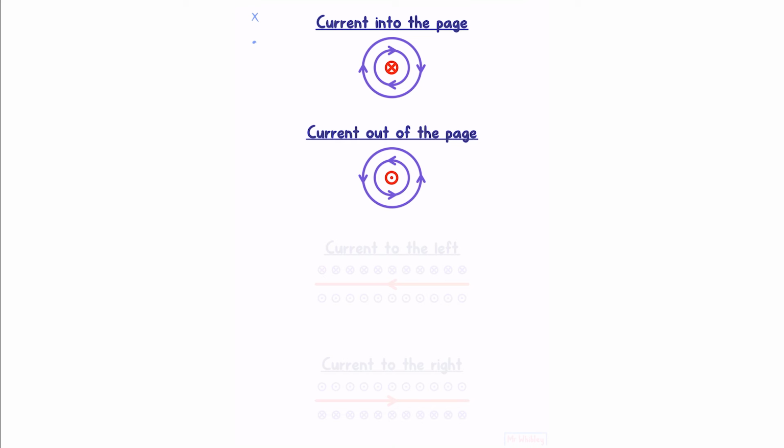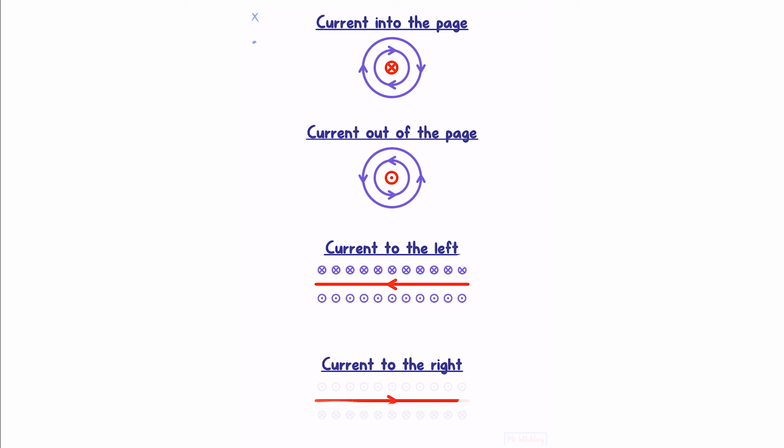And furthermore, if we have current to the left, pointing your right hand thumb towards the left, you're going to find that your fingers curl into the page above the wire and come out of the page below the wire. On the other hand, if we have current going towards the right, your fingers will curl out of the page above the wire and into the page below it.